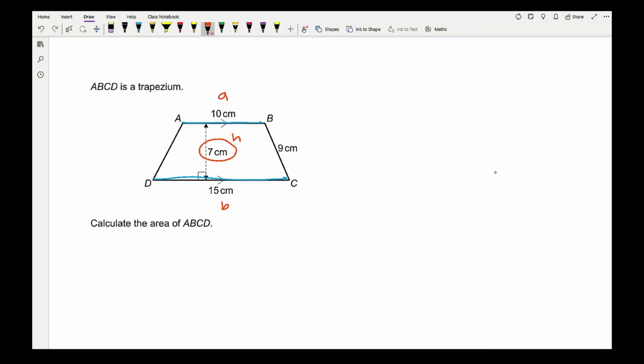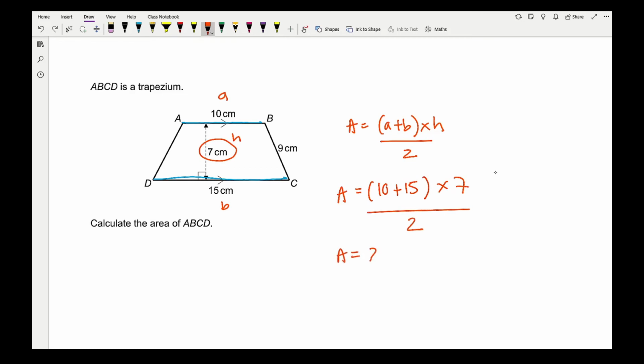So again, using the formula, A equals A plus B times H divided by 2. So I've got A equals 10 plus 15 multiplied by 7, divided by 2. So working this out, I've got 25 times 7 over 2, and that's going to be 175 divided by 2. And again, just typing that into my calculator, 175 over 2, I get an answer of 87.5, and again working in centimeters, and there is my final answer.